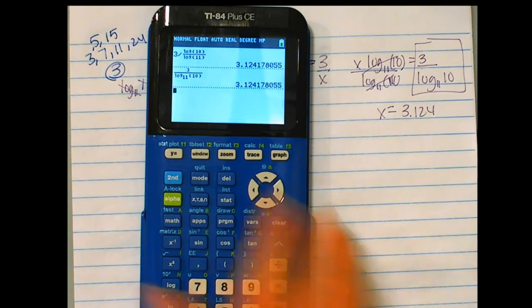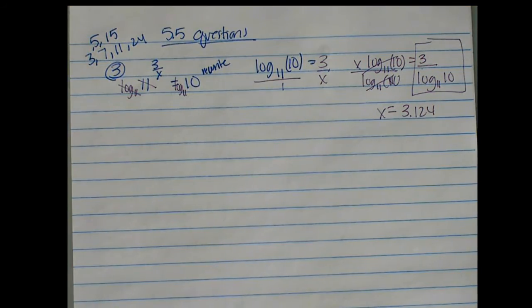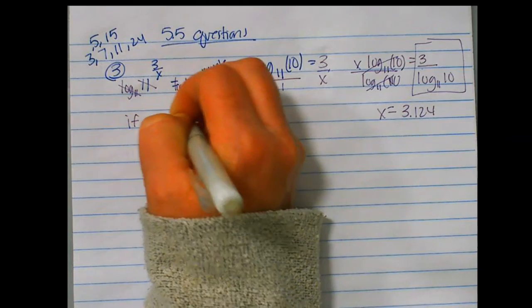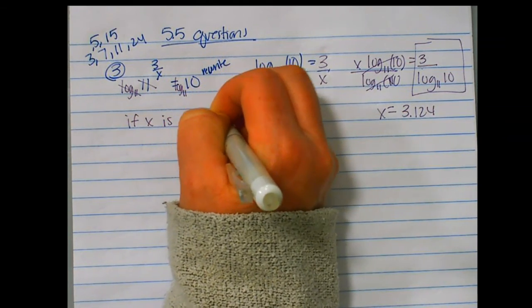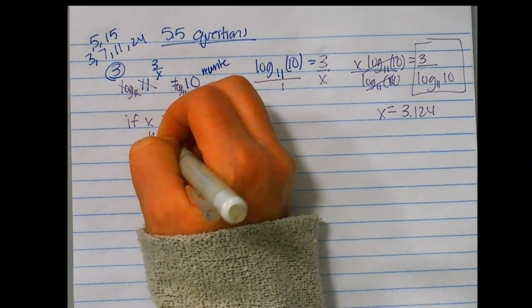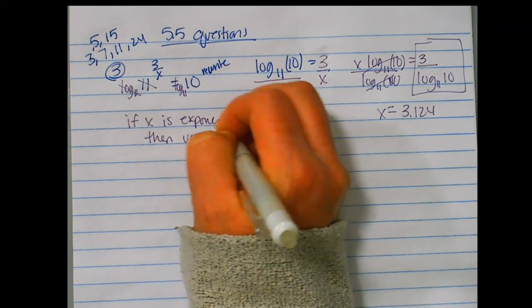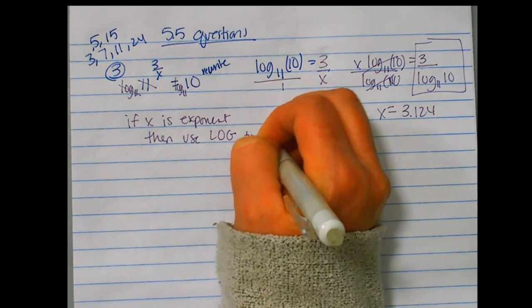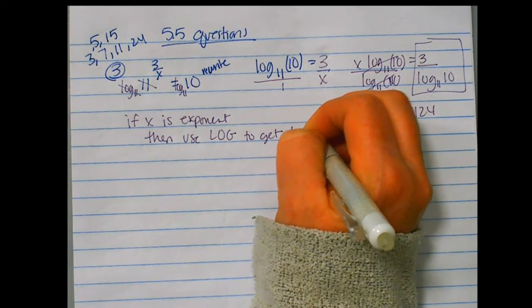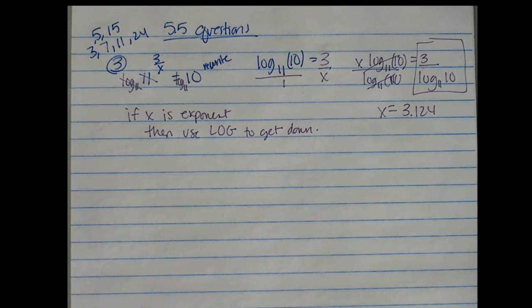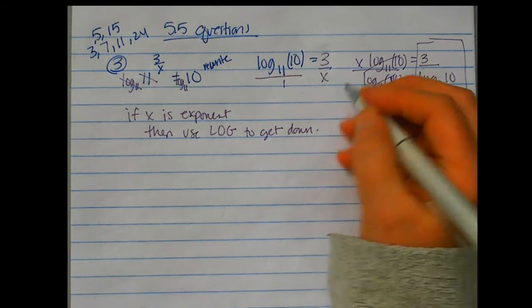So either way. Looking at the problems and deciding what to do, that's the hardest part. But in all of these, if x is an exponent, then we have to use some sort of log to get it down, if that makes sense. I showed you 2 different ways to get it down, but somehow we have to get it out of the exponents so that we can solve for it.